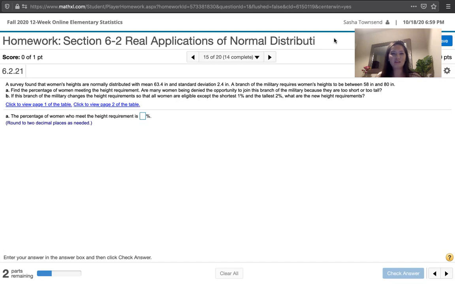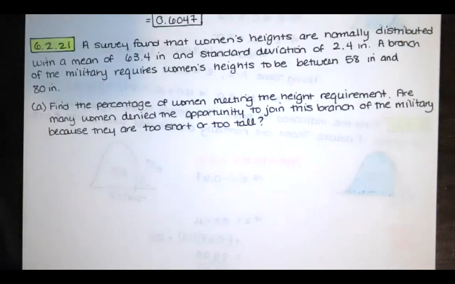So let's look at the first part first. We're asked for the percentage of women who meet the height requirements. And the height requirements are that women have to be between 58 inches and 80 inches, and we know the mean and standard deviation of this normally distributed continuous random variable. So I'm going to work this out on my paper, and I'll share my paper with you.